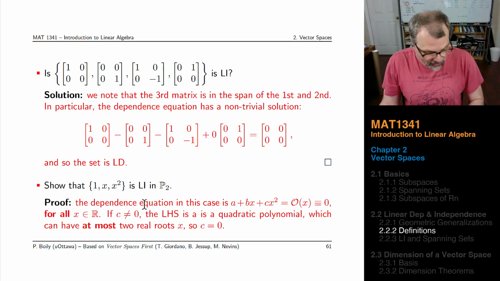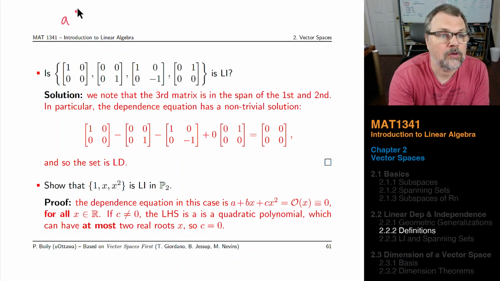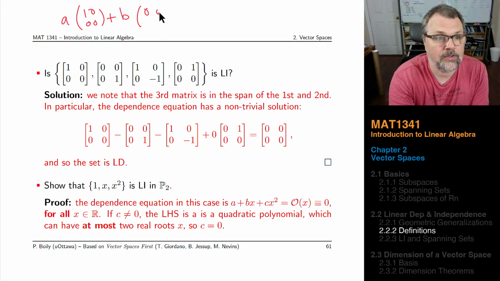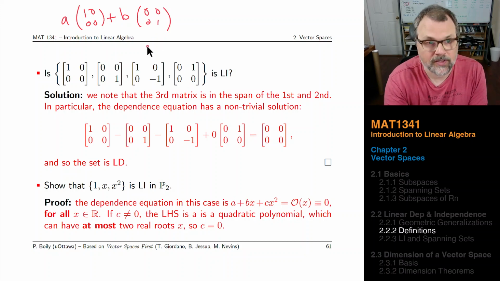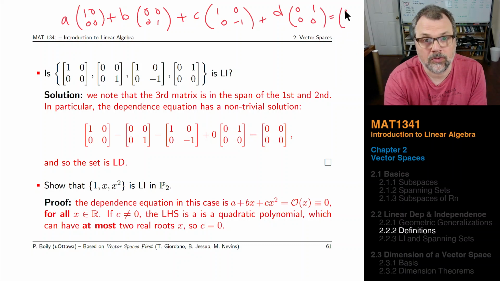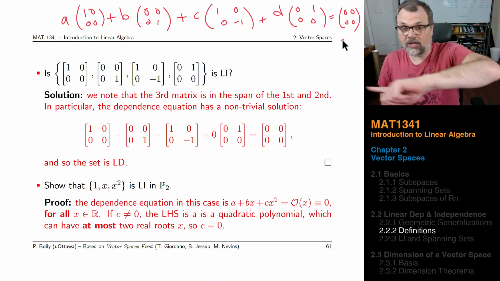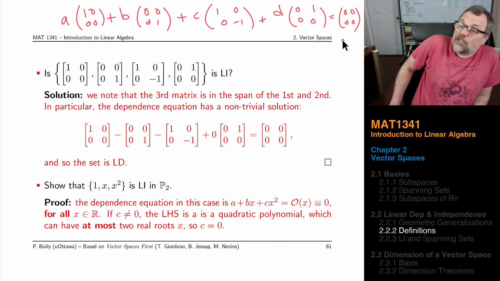So we set up the dependence equation. It would be A times 1, 0, 0, 0 plus B times 0, 0, 0, 1 plus C times 1, 0, 0, minus 1 plus D times 0, 1, 0, 0. That's equal to the 0 vector. That's the dependence equation. This is the object whose solution is of interest to us when we're trying to determine if a collection of vectors is LI or LD.